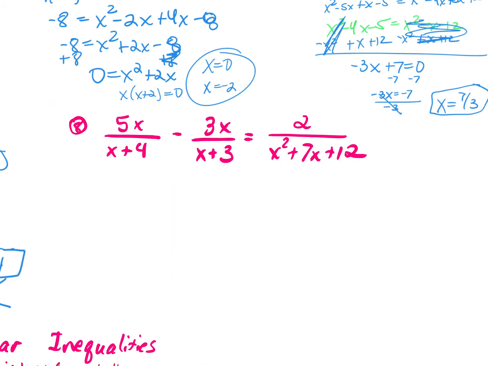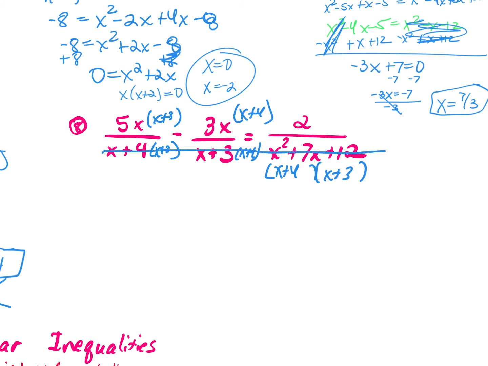Okay, same thing. We have another set of rationals, so I'm going to factor this denominator, and this factors into x plus 4 and x plus 3. So to get a common denominator, I look at my first fraction. I have the x plus 4. It's missing the x plus 3. And what you do to the bottom, you do to the top. So we're going to multiply by x plus 3. My second denominator has x plus 3. It's missing x plus 4. So I'm going to multiply the top by x plus 4. And then our third fraction has both denominators. We're good to go.